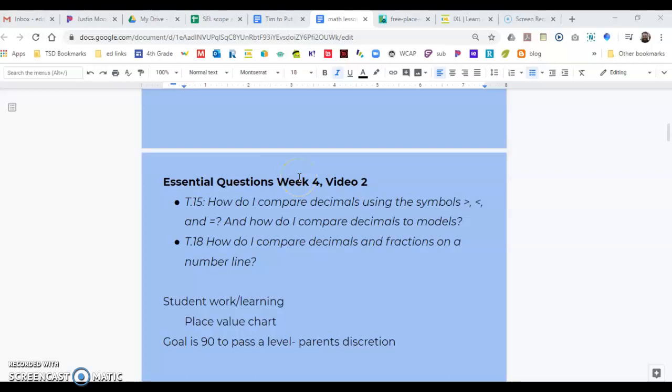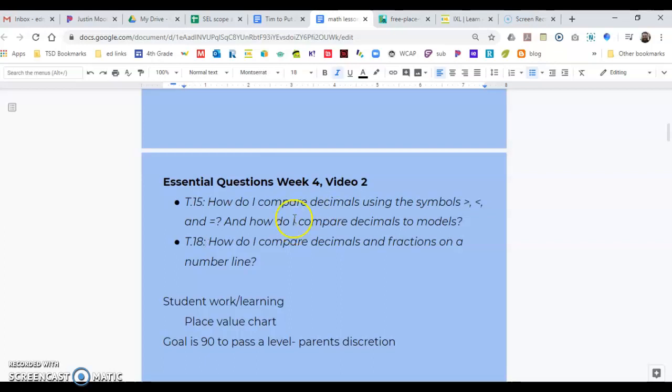We're still working on the idea of decimals and how they work and how they function, how they relate to fractions. This will be the last video on decimals unless you guys request some other ones. We'll be moving on to area and perimeter in upcoming videos.